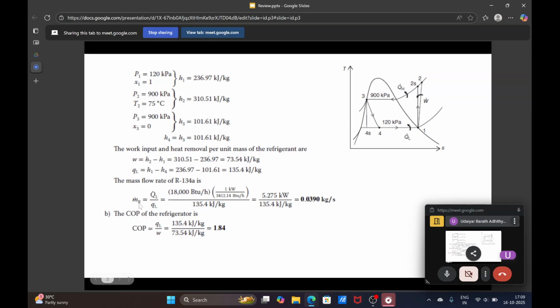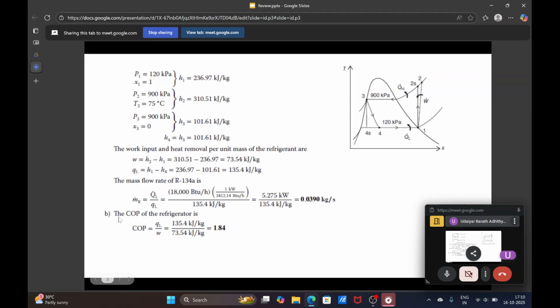So the mass of refrigerant is 5.275 divided by 135.4 kilojoule per kg. So that mass comes out to be 0.039 kg per second. So that is your mass of refrigerant in the cycle.